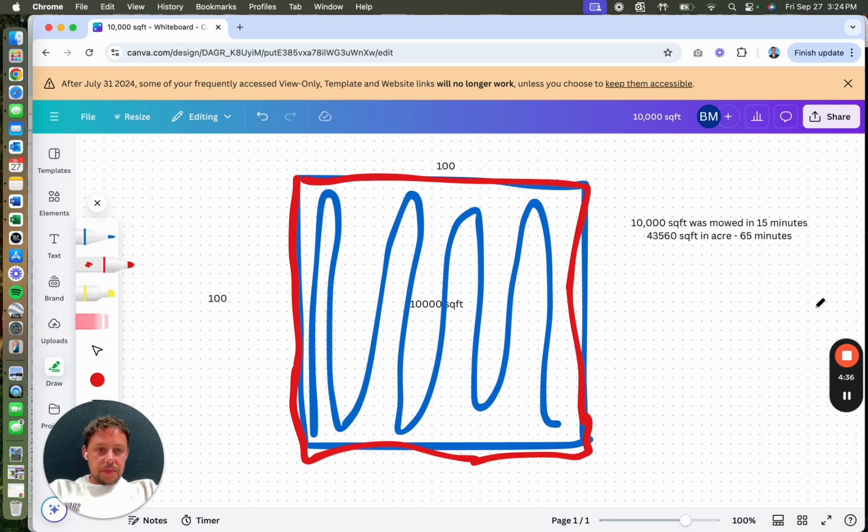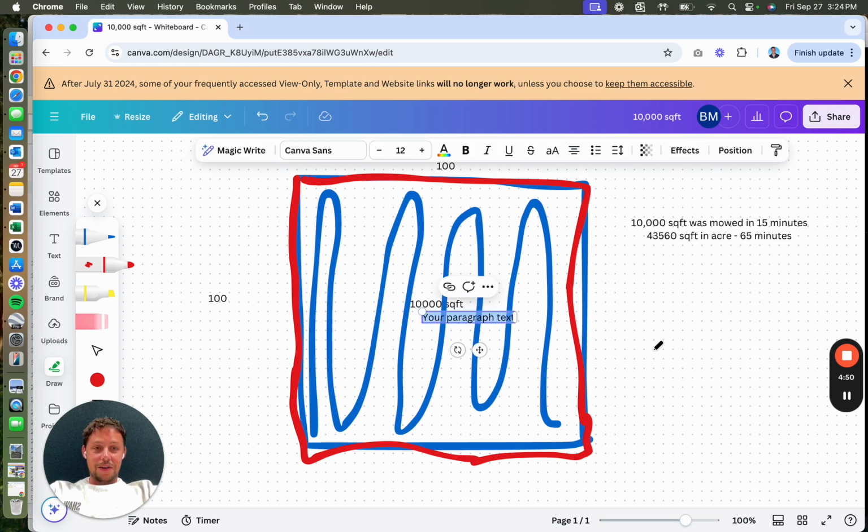So we went around the outline and we timed it. We know 100 plus 100 plus 100 plus 100, it's 400 linear feet of weed whacking, right?